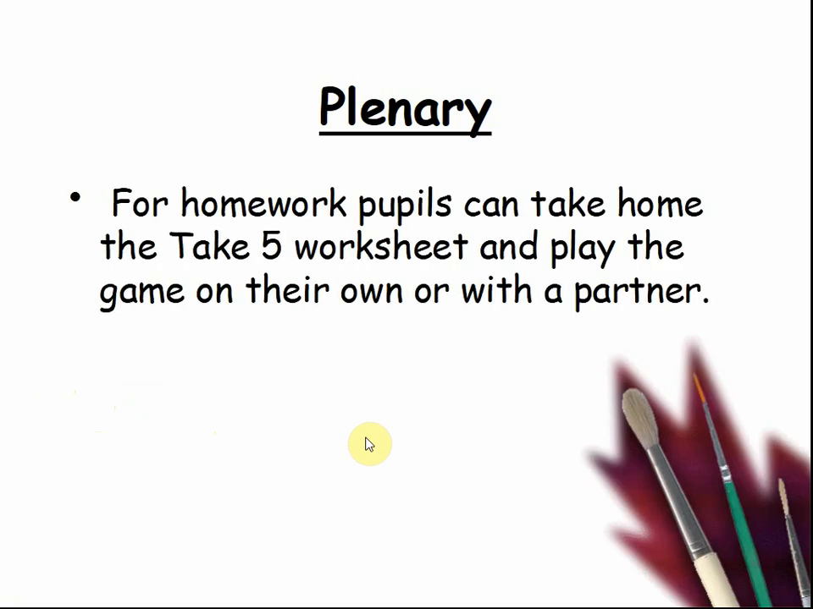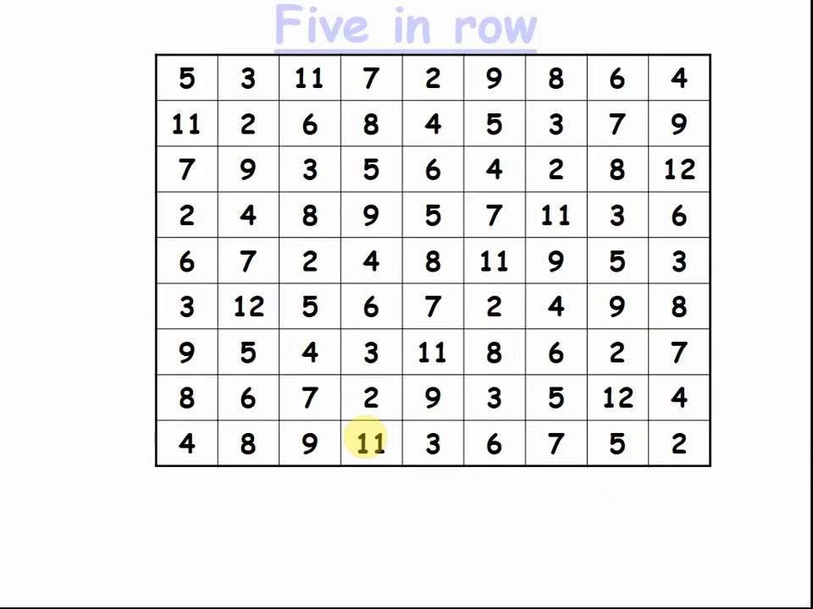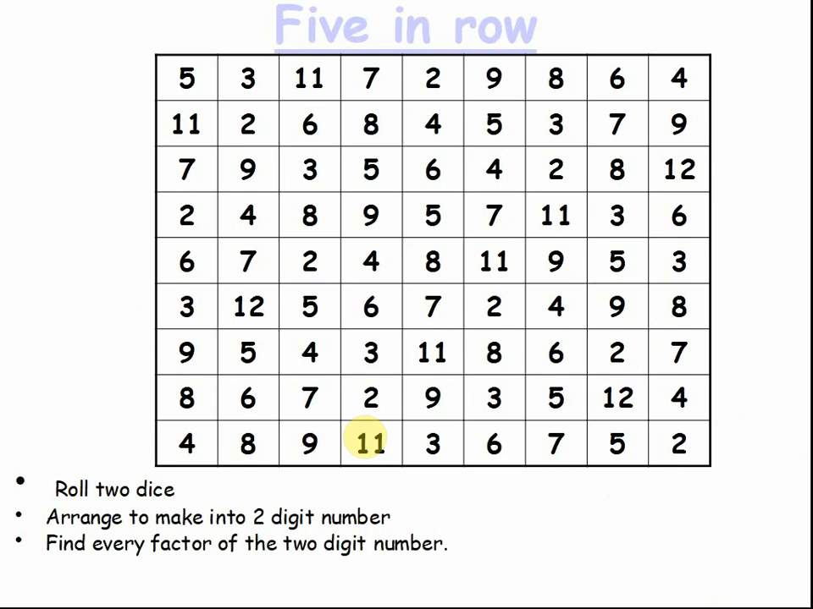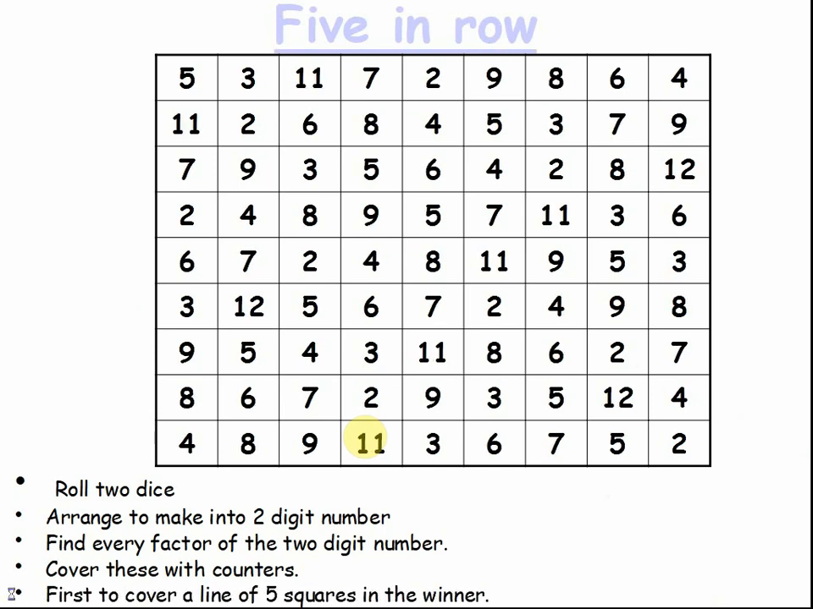For homework, pupils can take home the Take 5 worksheet and play the game on their own or with a partner. Roll a dice. Arrange to make 2-digit numbers. Find every factor of a 2-digit number. Cover these with counters. First to cover a line of 5 squares is the winner.